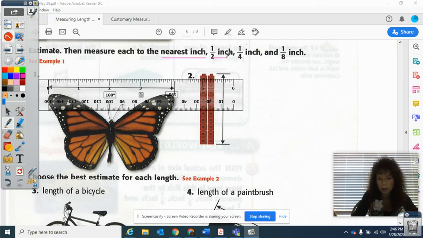Nearest half inch, you're going to write that down. Nearest quarter inch, you're going to write that down. And nearest 1/8 inch. Okay, so I'm going to wait just a second, but if you need to, you can pause the video. The ruler should still stay up there so you can write down your answers, then go on to the next problem. So I'll wait just a second, but you might need more time.